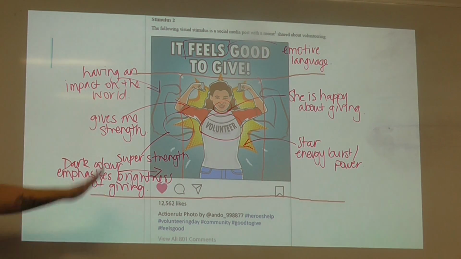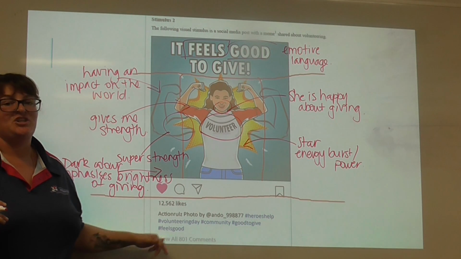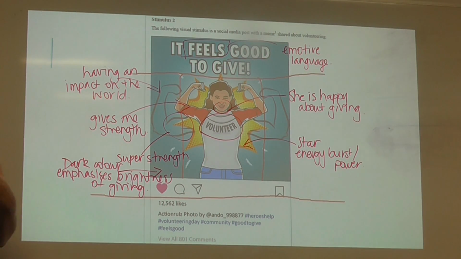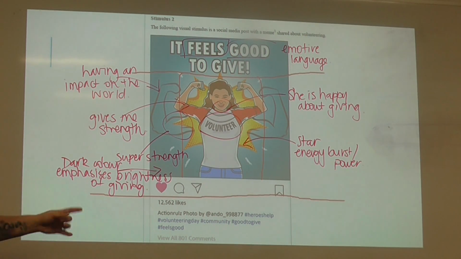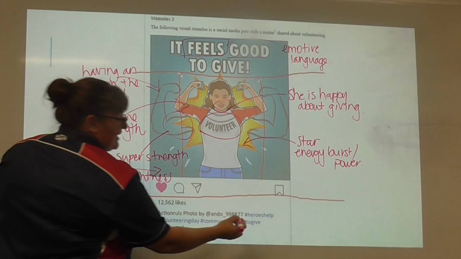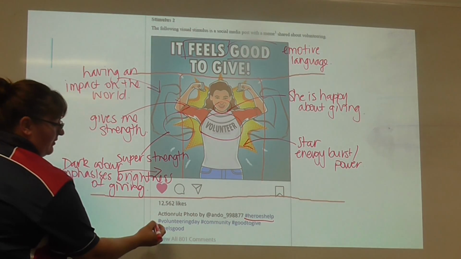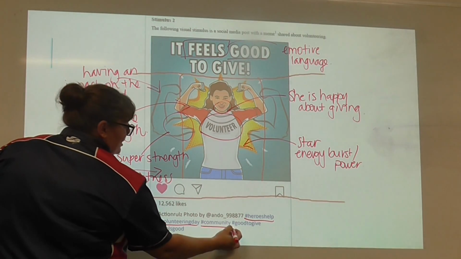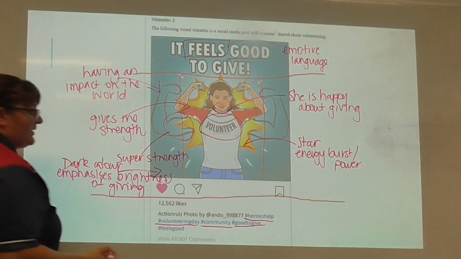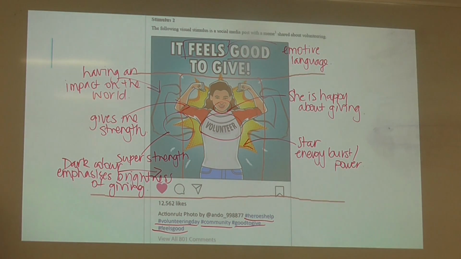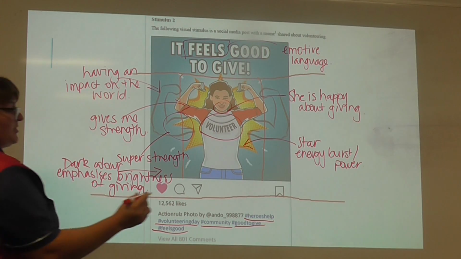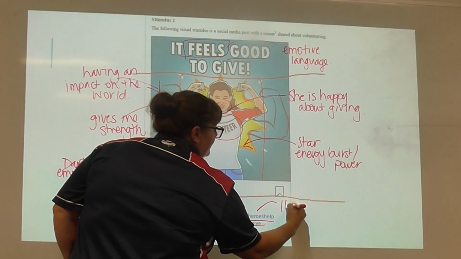Okay, moving down to the bottom of the page, we then have the hashtags. So we're talking about or trying to find representations about how volunteering is good. Okay, let's look at the hashtags. Heroes help, volunteering day, hashtag community, good to give. Okay, feels good. So they're trying to give you with the hashtag this idea that it's helpful to the community and it makes you feel good. Okay.